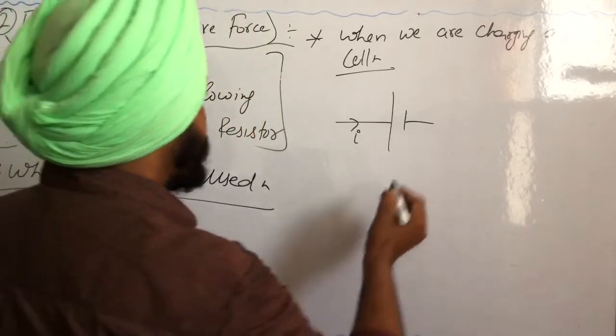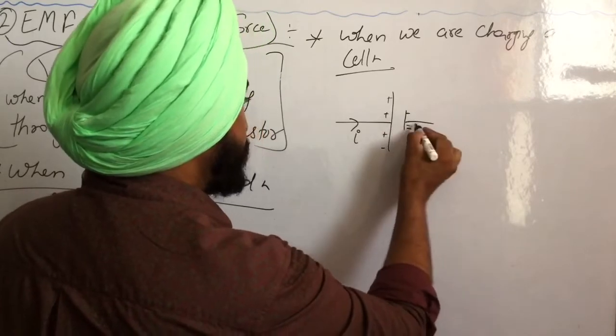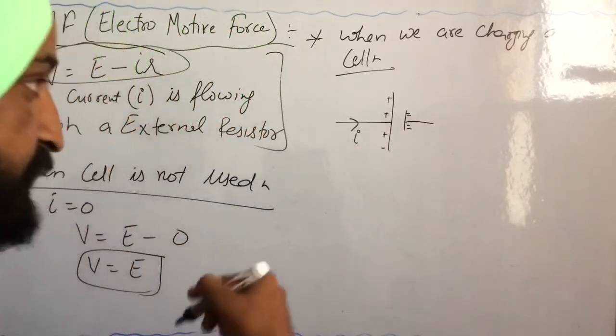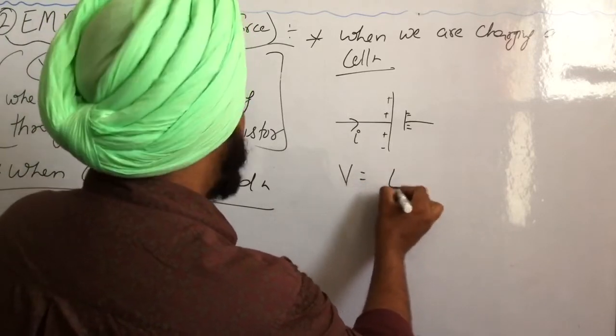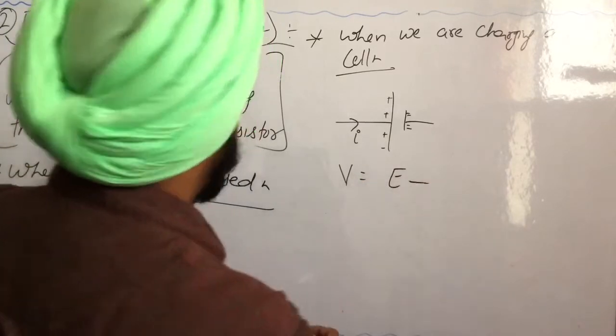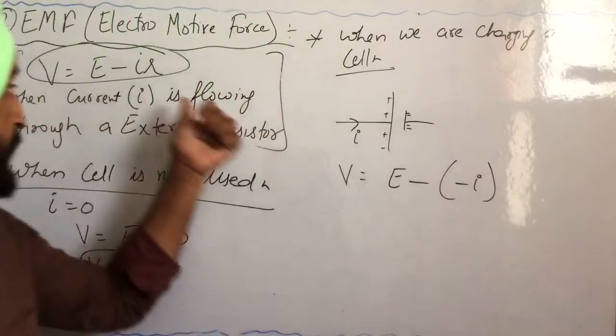That means positive charge will get accumulated over here, negative charge will of course get accumulated in the negative plate. This is what charging is all about. So now, using the equation V is equal to E, what is the direction of current? The direction of current is opposite to the direction in the earlier case.